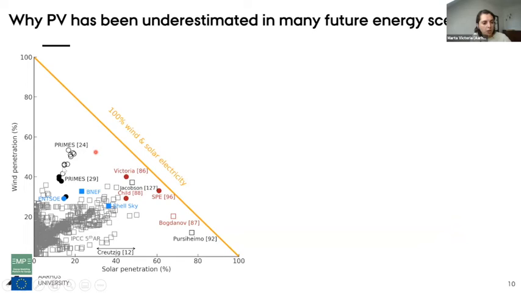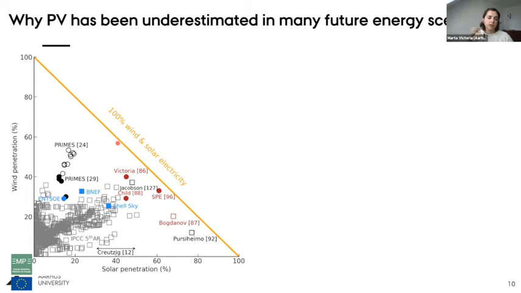We plot here a lot of different energy scenarios. In the x-axis we indicate the solar penetration, so the percentage of electricity supplied with solar PV, and in the y-axis, the percentage of electricity demand supplied with wind. And some of these models include sector coupling, so they are using the electricity also to supply heating and transport, for instance. So this means that any point on top of this orange line will be attaining 100% wind and solar electricity.